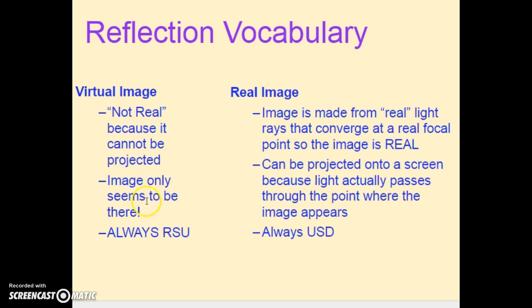It only seems to be there, and it's always right side up. Whereas a real image is made up of real light that converges at a real focal point, so the image is real. And this can be projected onto a screen because light actually passes through the point where the image appears. And it always appears upside down.